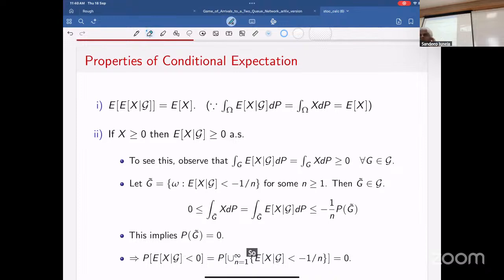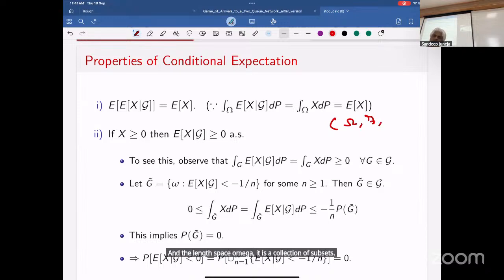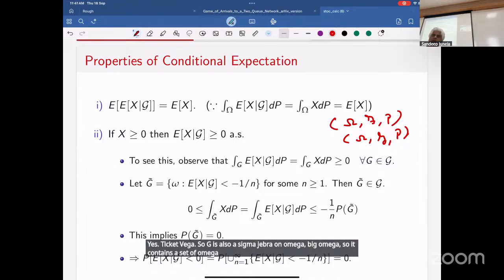So let's just get this clear. There's an underlying space, big omega. F is a collection of subsets of omega. G is also a sigma algebra on big omega, so it contains the set omega. G is just a smaller sigma algebra than F. That's right.